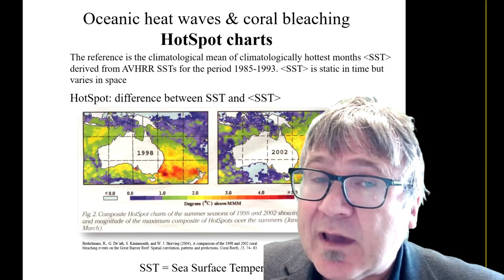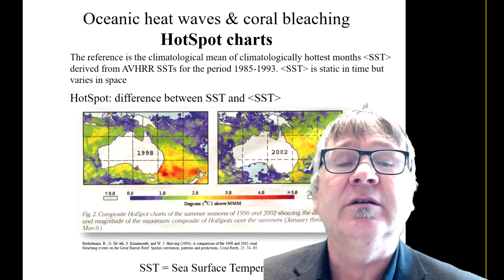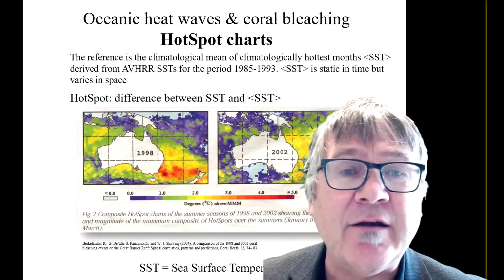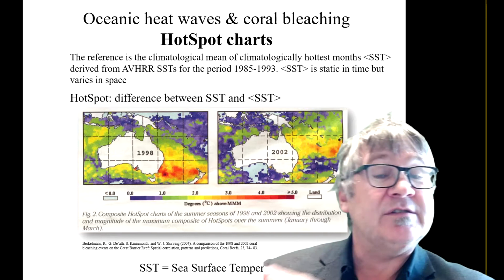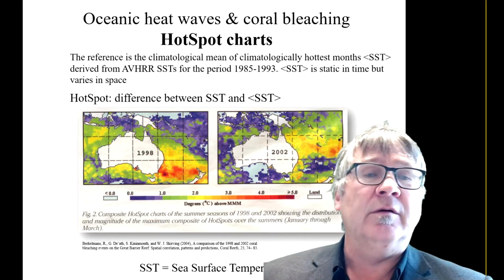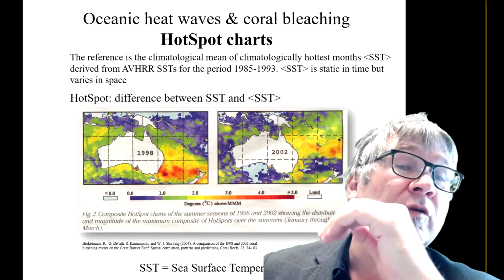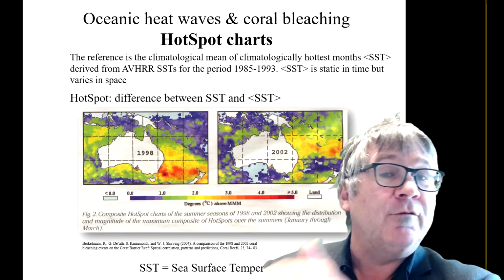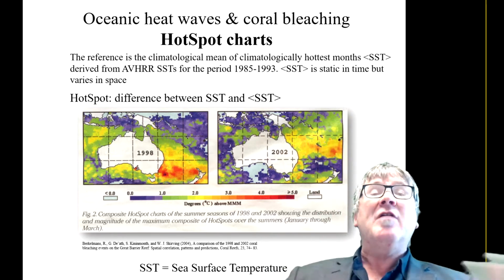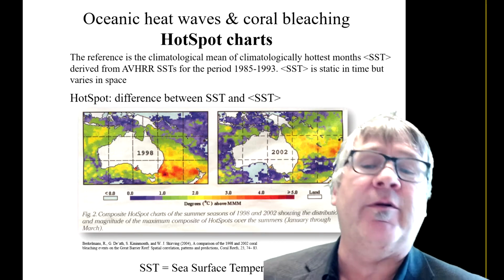So what you do is you look at observations of sea surface temperature, and you determine the mean value for the hottest month of each year. This is done here for the years from 1985 to 1993. You look at January, February and March, but you use only the hottest one. You do that for each year, and then you determine the average. This gives you the reference distribution, and all your new observations you compare against this reference.